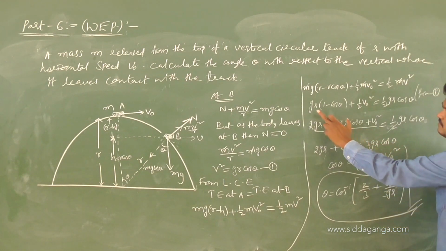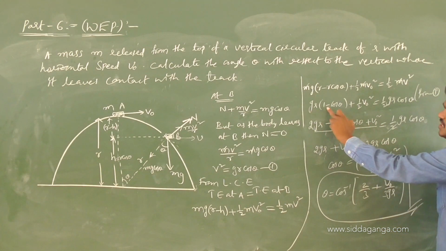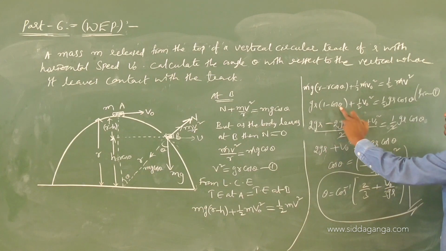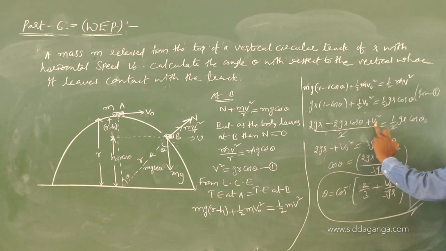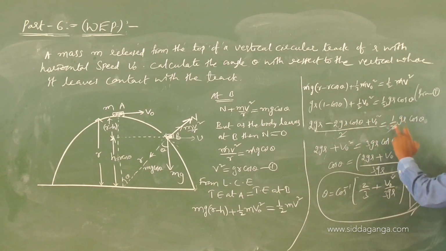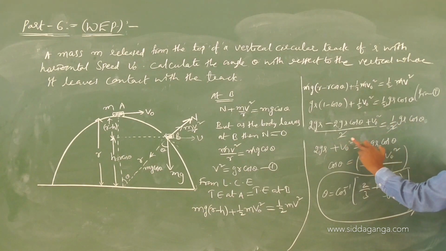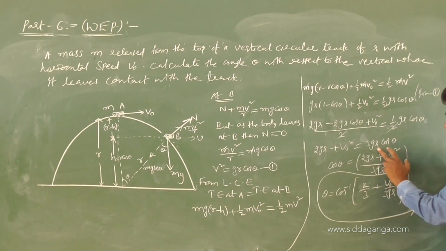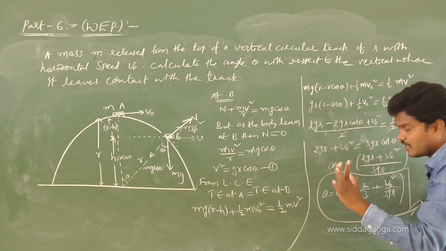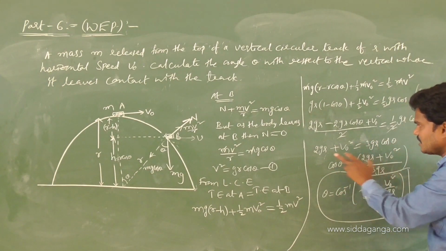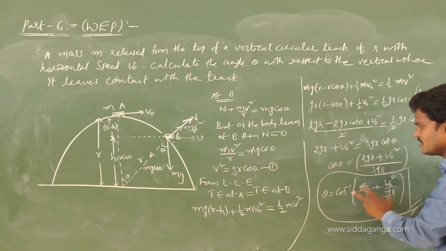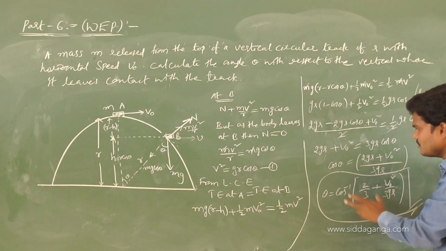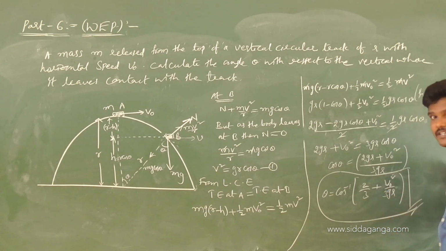Okay, and multiply this by 2gr into 1, 2gr into cos theta, 2gr cos theta plus v naught square, whole divided by 2, equals 1 by 2 gr cos theta, 2 cancelled. Do the simplification, take this 2gr cos theta to the right side, it becomes 3gr cos theta. They are asking theta, so cos theta is equal to 2gr plus v naught square by 3gr. Theta is equal to cos inverse of 2 by 3 plus v naught square by 3gr.